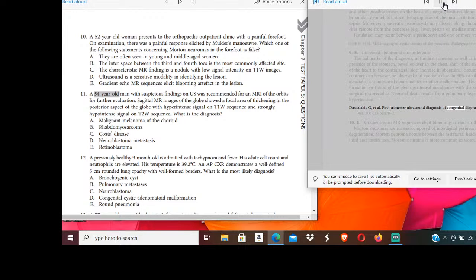ultrasound diagnosis of congenital diaphragmatic hernia. J Obstet Gynaecol Res. 2007; 33: 68-72.